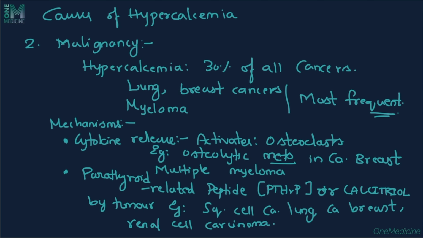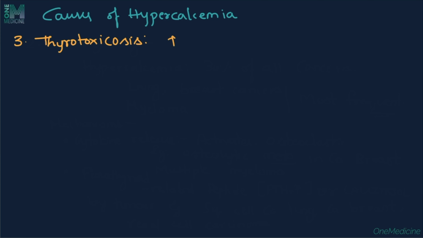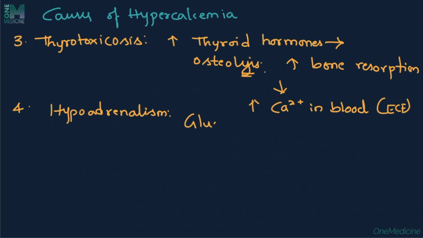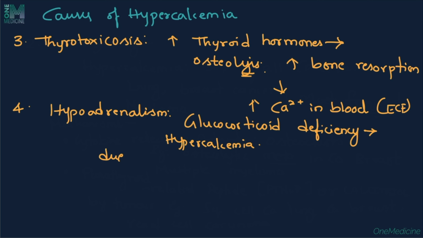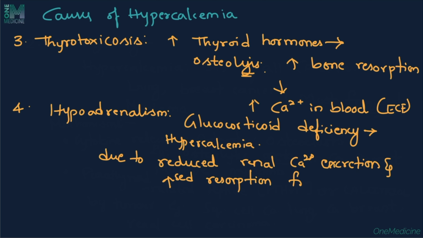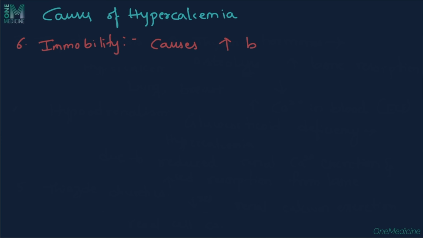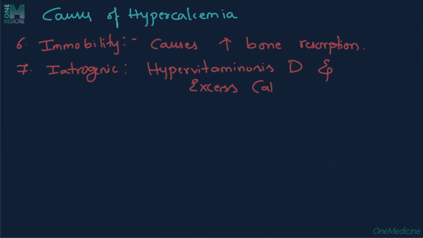for example, squamous cell lung cancer, breast cancer, and renal cell carcinoma. Thyrotoxicosis results in excessive production of thyroid hormones causing bone resorption and release of calcium into the extracellular fluid. Hypoadrenalism resulting in glucocorticoid deficiency stimulates hypercalcemia. Although the mechanism is not fully known, it is probably due to reduced renal calcium excretion and increased calcium resorption from the bone. Thiazide diuretics reduce calcium excretion from the kidneys. Immobility causes increased bone resorption. Iatrogenic causes are due to hypervitaminosis D and excess calcium supplementation.